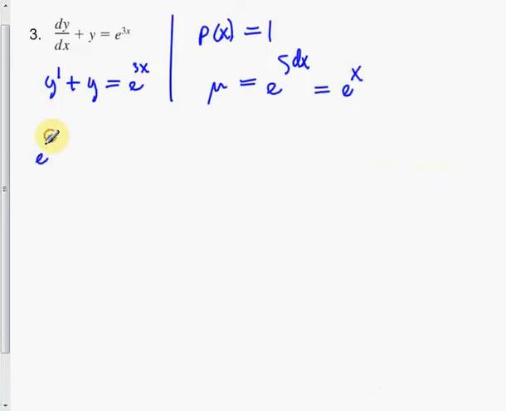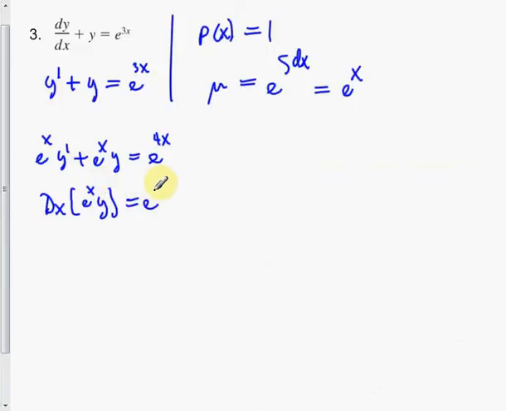So this is e to the x times y prime plus e to the x times y is equal to e to the 4x, right? e to the x times e to the 3x is e to the 4x. The left side is automatically the derivative of the product of the integrating factor, which is e to the x, and the dependent variable, which is y. That's equal to that right side, e to the 4x.